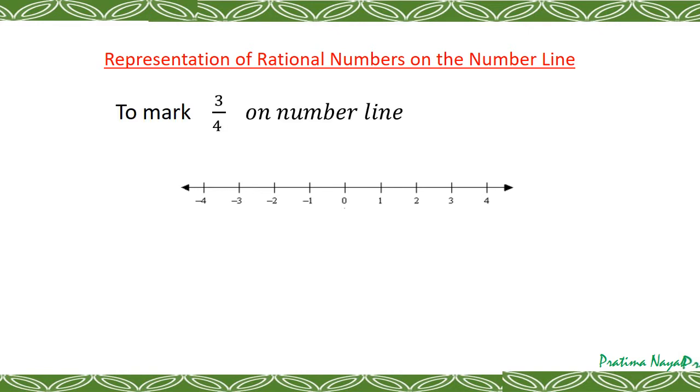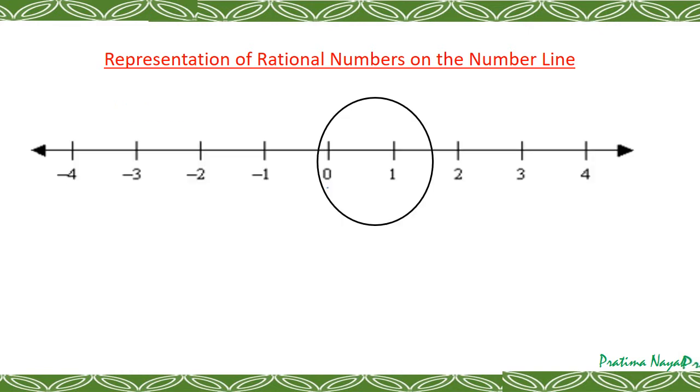So now we'll mark 3/4 on this number line. 3/4 is between 0 and 1. So I'll divide the space between 0 and 1 into 4 equal divisions. The first one from the right side of 0 is 1/4, then 2/4, and the third will be 3/4. So 3/4 is just left of 1.